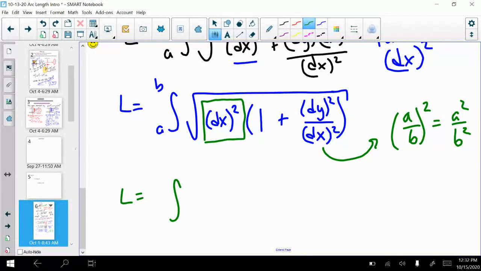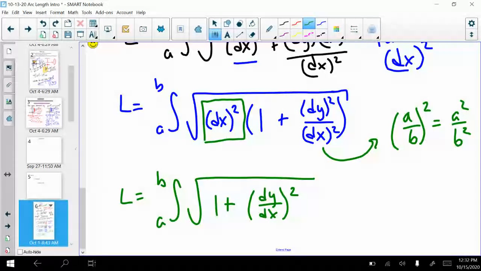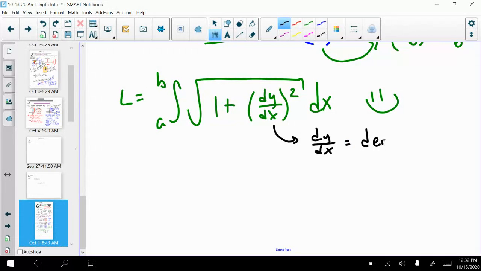So then I get L equals the integral from a to b of the square root of 1 plus (dy/dx) squared. Now, this is the end of my square root, and outside of my square root is dx. And that makes us very happy because this looks like a proper integral formula. Also, we know a name for dy/dx. dy/dx is just the derivative of y.